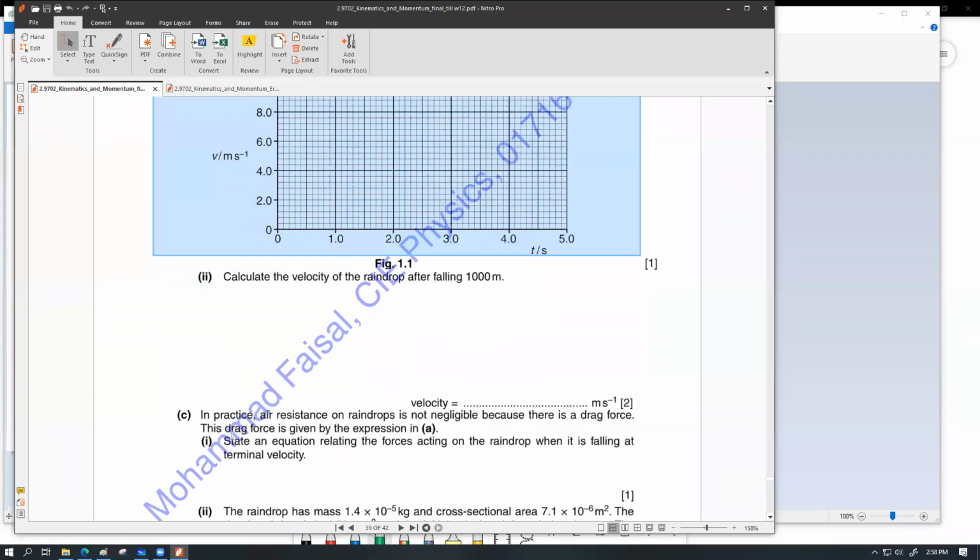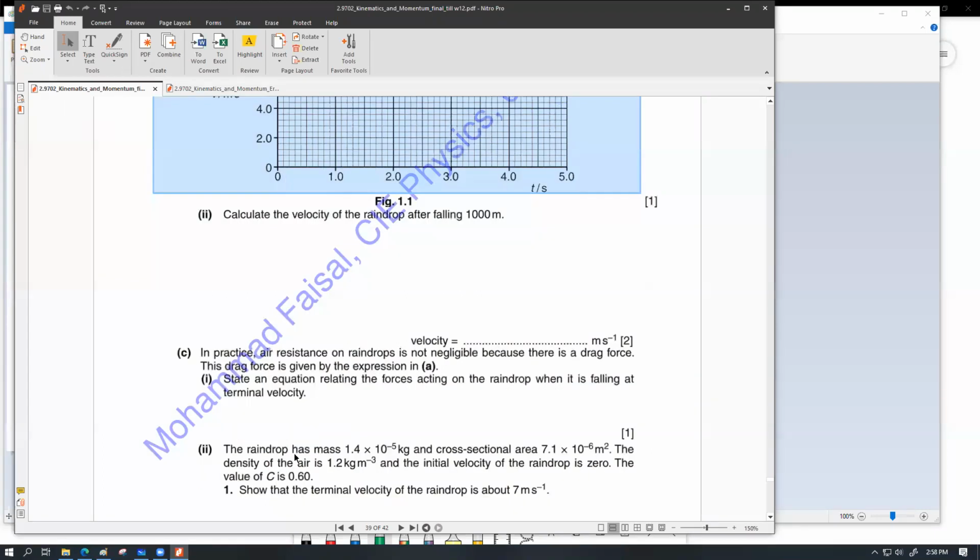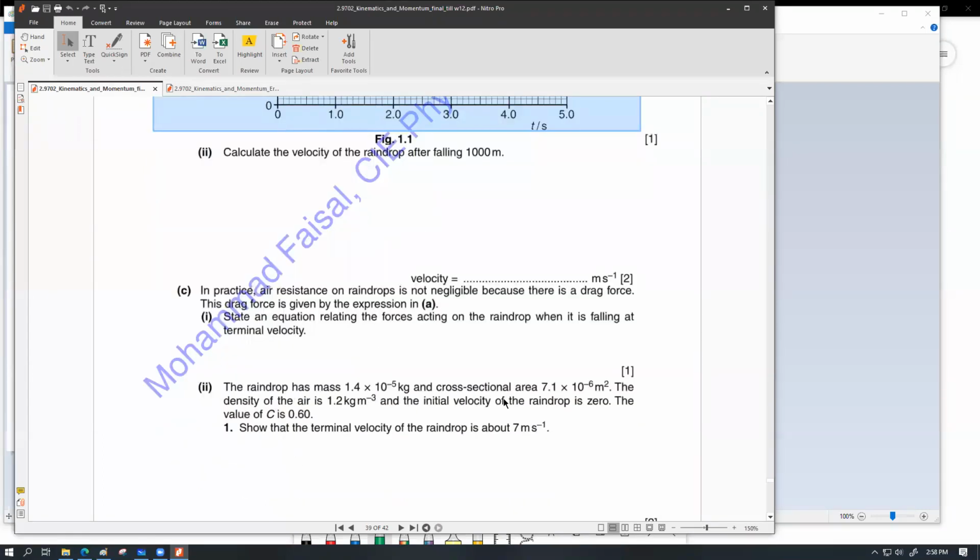In practice, air resistance on raindrops is not negligible because there is a drag force. The drag force is given in the equation in A. State an equation relating the forces acting on the raindrop when it is falling at terminal velocity. Weight equals drag force. The raindrop has a mass of this much and cross-sectional area of this much. The density of the air is this much, and the initial velocity of the raindrop is 0. The value of C equals 0.60. Show that the terminal velocity of the raindrop is about 7 meters per second.